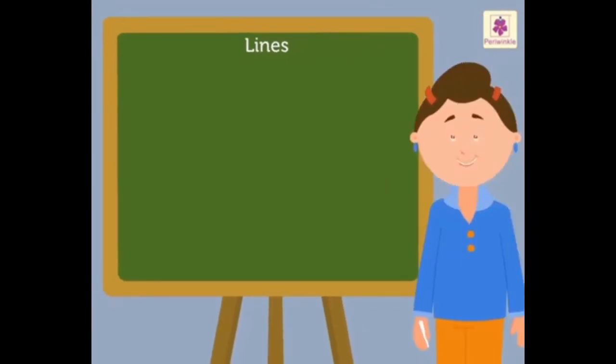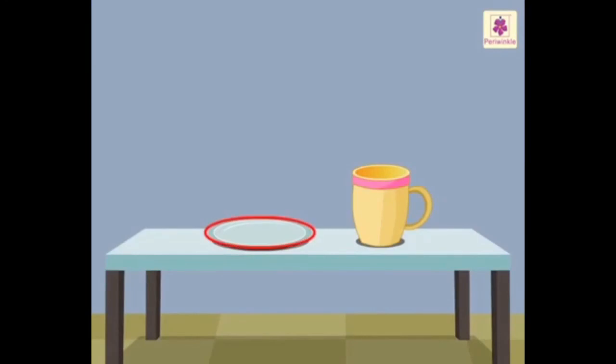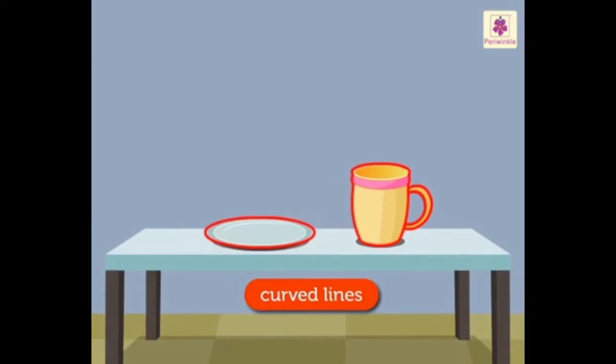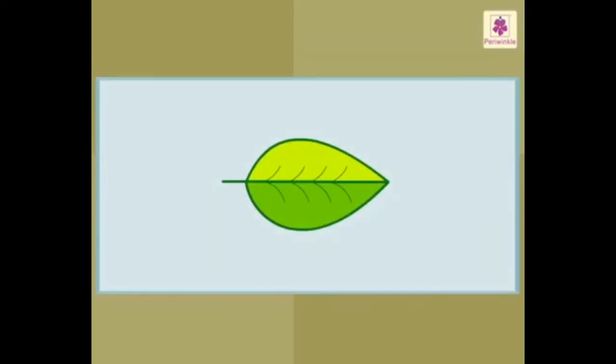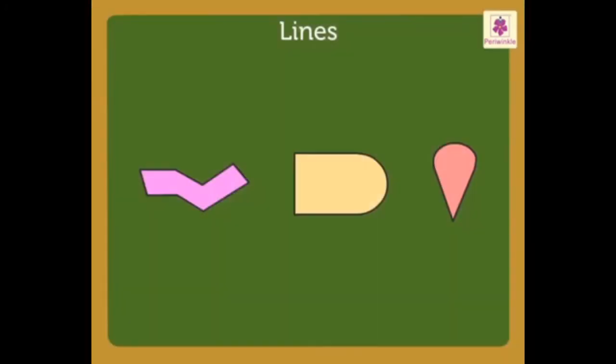Now let us look at a few objects that are made of lines. The rim of the plate and a mug are examples of curved lines. Observe the shape of a leaf. It has curved as well as straight lines. We can also create any irregular shape with these lines.